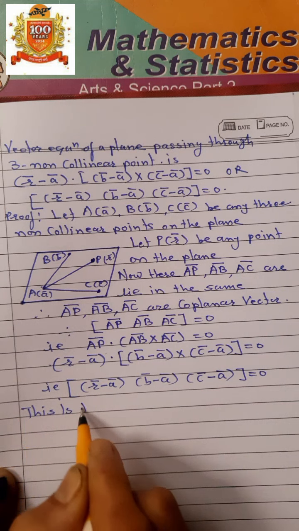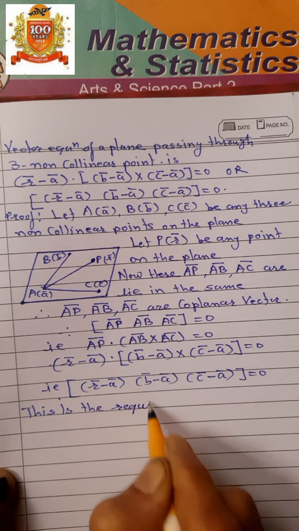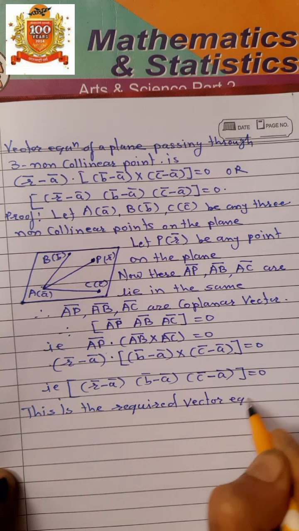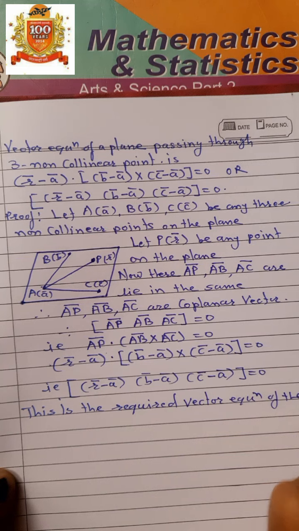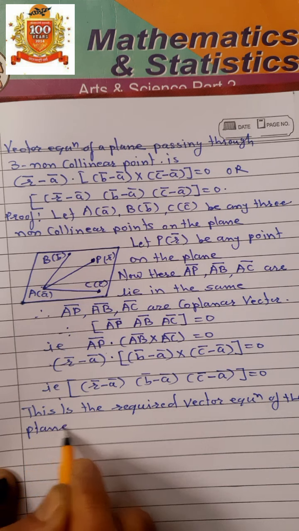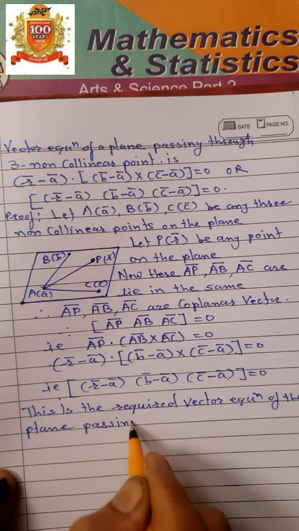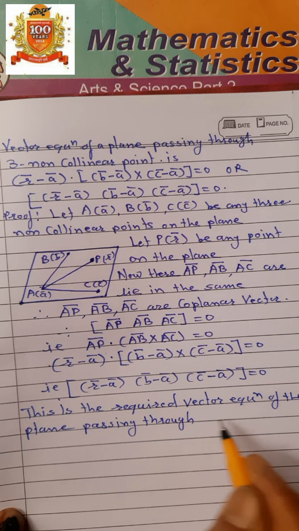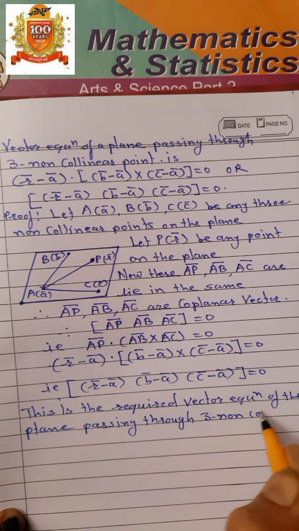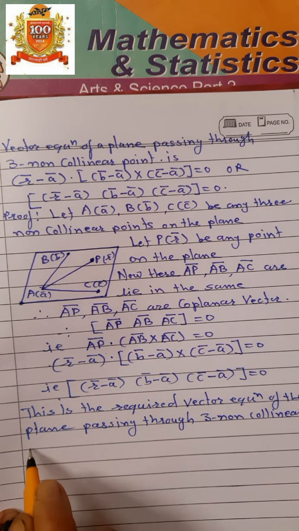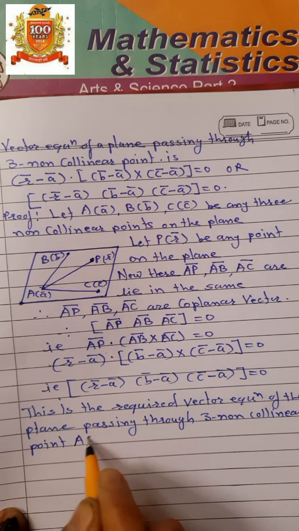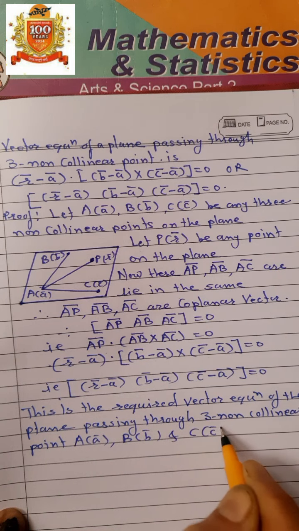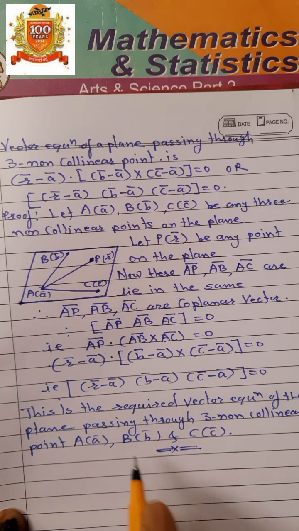This is the required vector equation of the plane passing through three non-collinear points A bar, B bar and C bar. In this way we can prove this, isn't it?